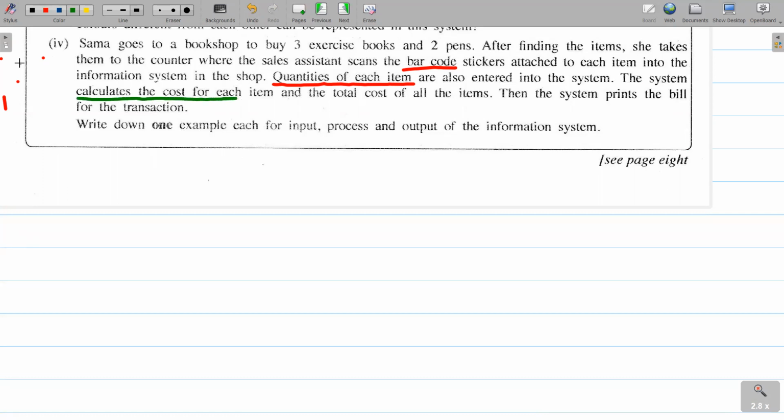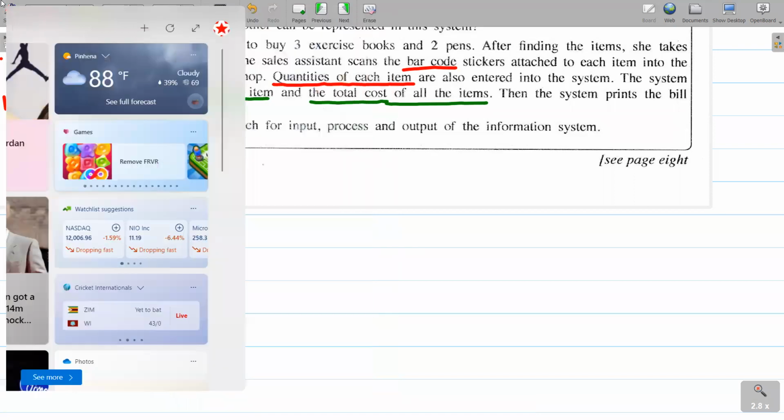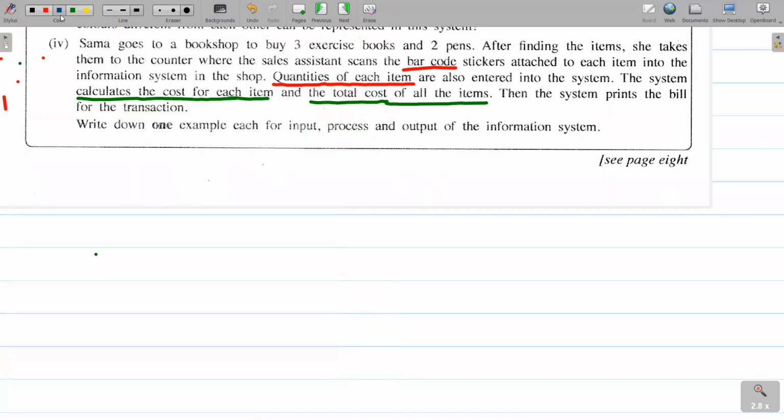Calculate the cost of each item and calculate the total cost of all the items. Those are the process. Then the system prints the bill for the transaction. So the bill is going to be the output, right? So those are the things that you need to recognize: for each and every category, one input, one process, and one output, right?